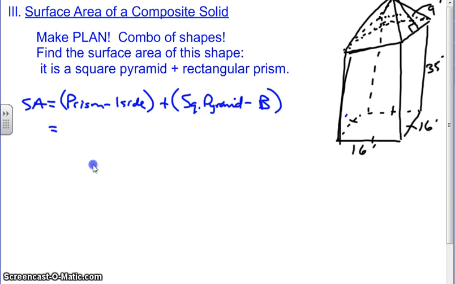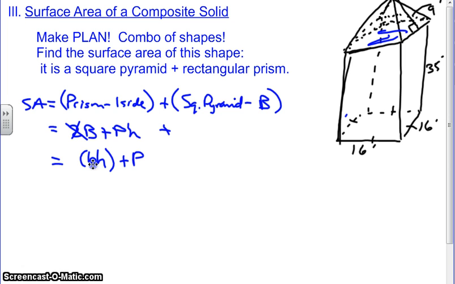Prism formula gives us two base areas plus a perimeter of the base times height. But in this figure, we could just take away this top by taking away one of the bases, as long as we consider the bottom the base. Okay? Let's continue down with just the prism, and then we'll talk about the pyramid in a moment. So we have said the base is, I heard you say it was a square. And a square is BH, right? Or SS, side times side, S squared.